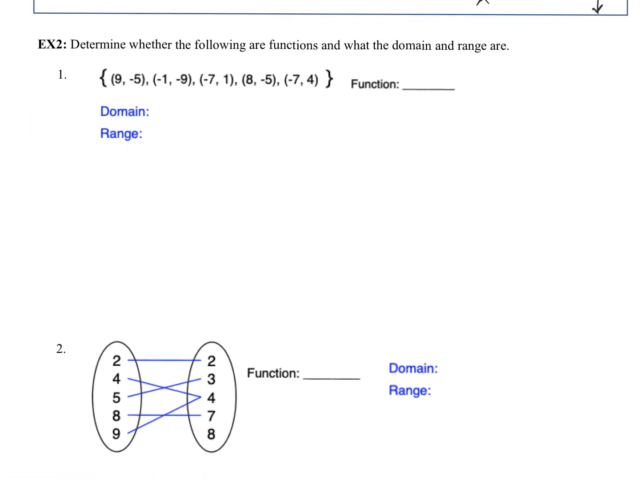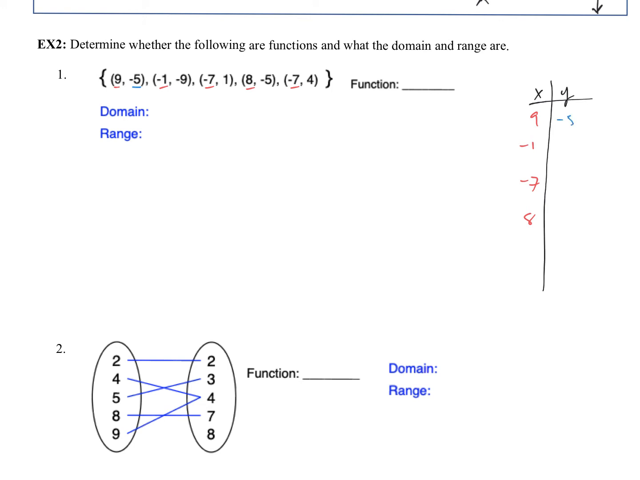Determine whether the following are functions and what the domain and range are. Okay, so we're given coordinate points. So we need to determine the domain and range and then determine if it's a function. So let's first go ahead and determine if it's a function. I'm going to use my table here, comparing my x and y values. So my x values are 9, -1, -7, 8, and another -7. We won't write that down. I have a suspicious feeling this is not a function.